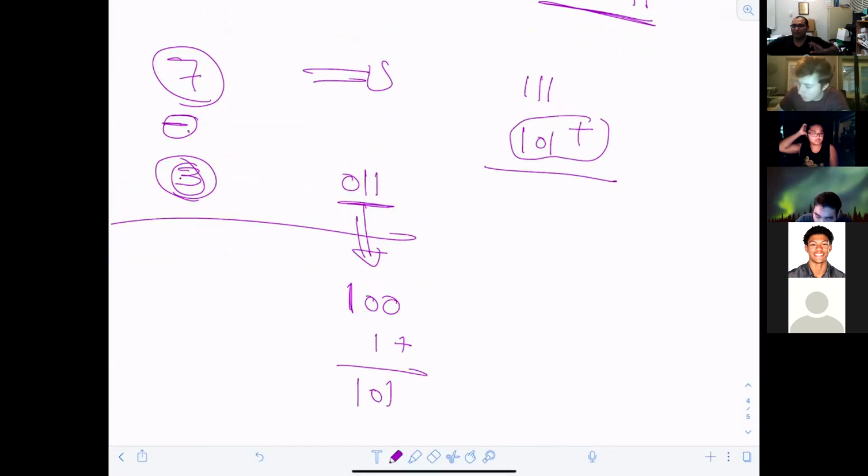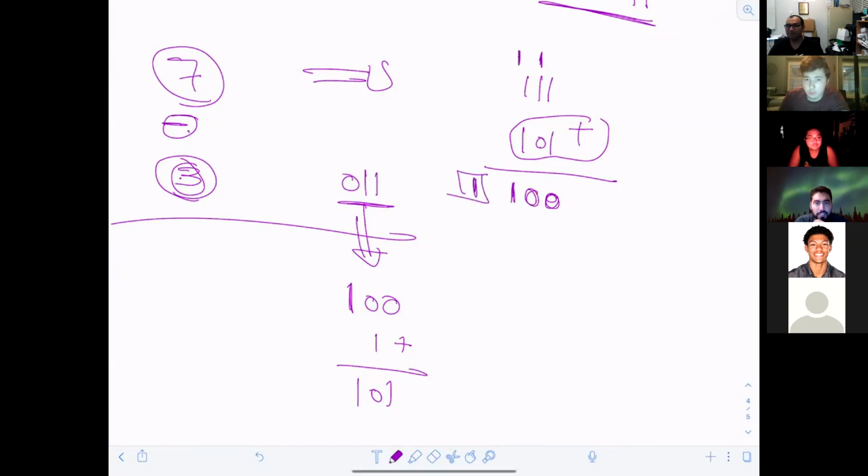Let's add them together and see what will happen. There is a surprise. 1 plus 1 is 0, and I have 1 that goes here. 1 plus 1 is 0, and I have 1 in my hand. Then I have 1 here, that 1 with 1 is 0, and 1, so you have 1. And then there is 1 outside here.